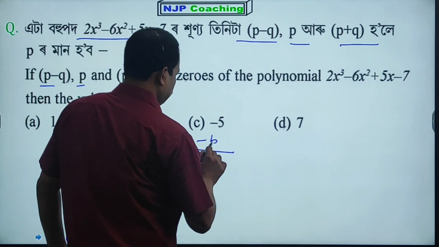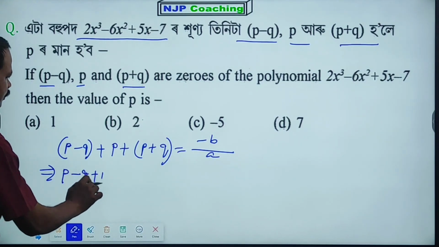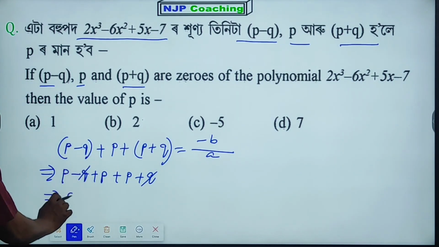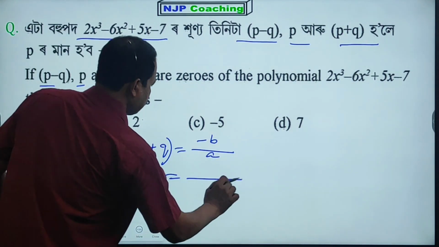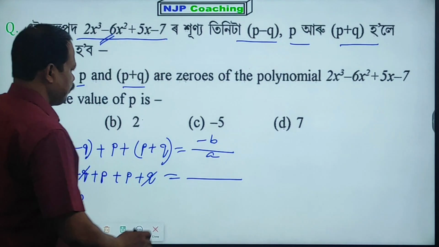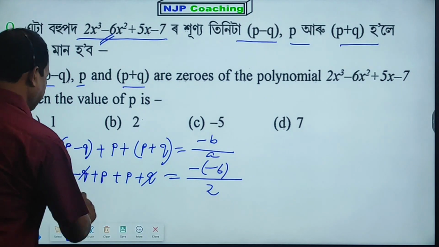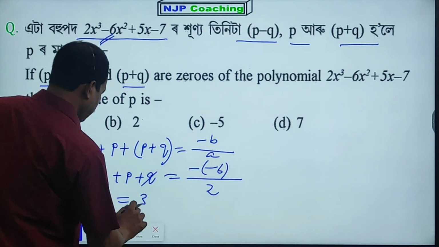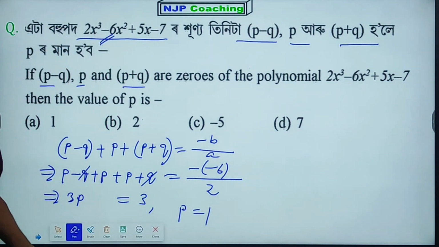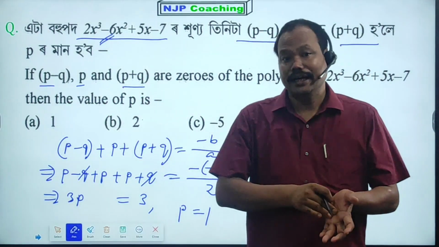Minus b by a. Now p minus q plus p plus p plus q. This plus q, minus q cancel and it will become 3p. And this side, what is the value of b? Value of b is minus 6. Minus 6. And what is a? 2. And this 3p will become 6 by 2, 3. Therefore, what is the value of p? p equals 1.